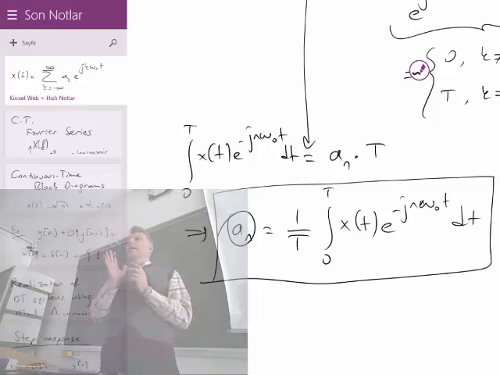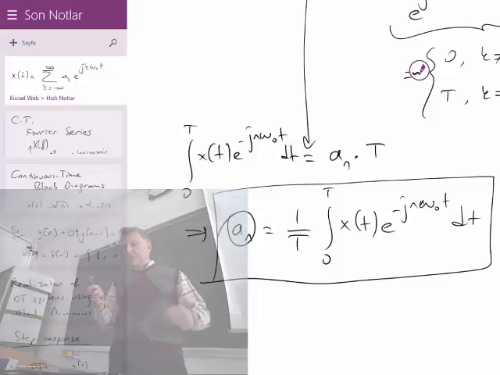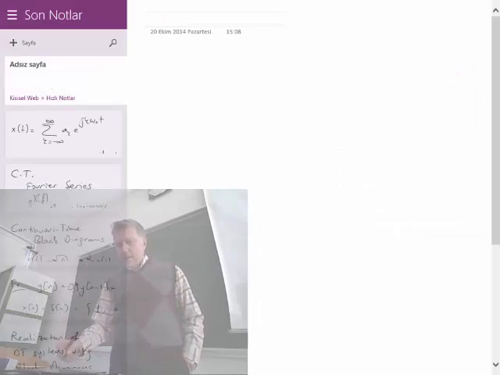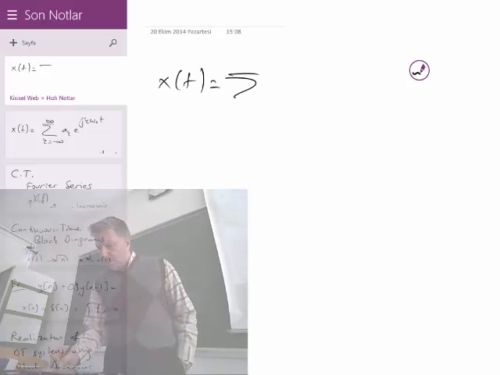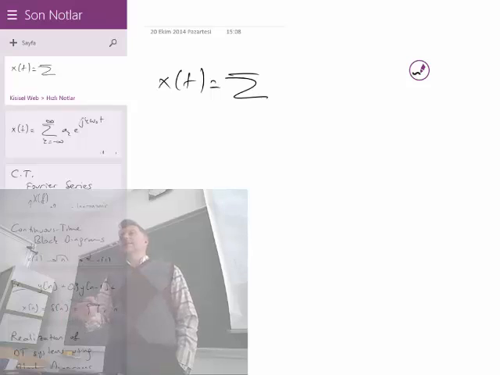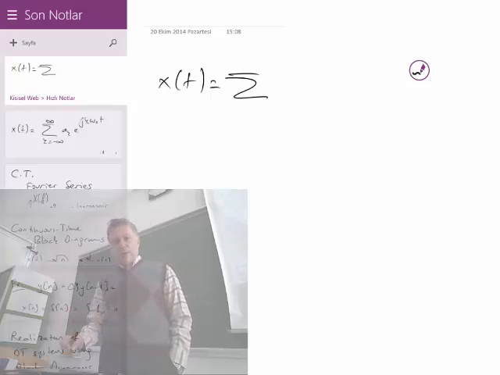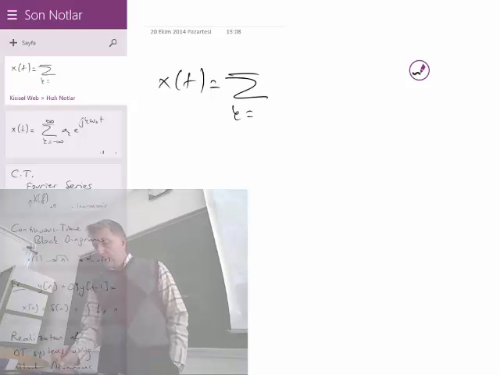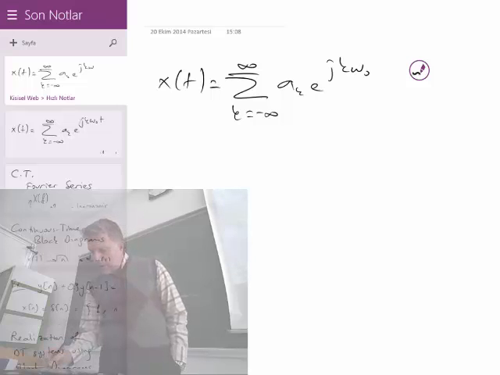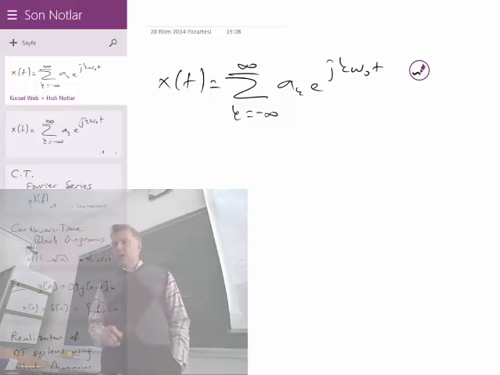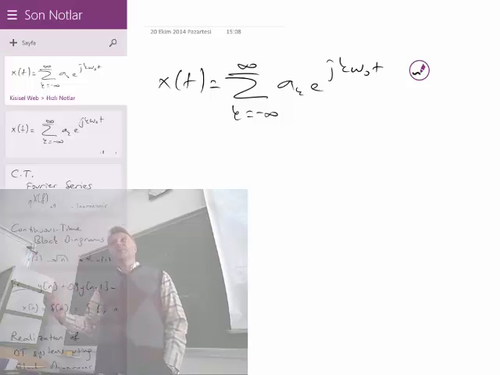Okay, I'm going to write the formulas for the Fourier series representation and the coefficient formula. This is the representation. I'm repeating these formulas again and again so that you may just remember them when necessary, and I recommend that you do the same. K from minus infinity to infinity, a_k e to the plus jk omega 0 t. This is a combination of harmonics, which is the Fourier series representation.